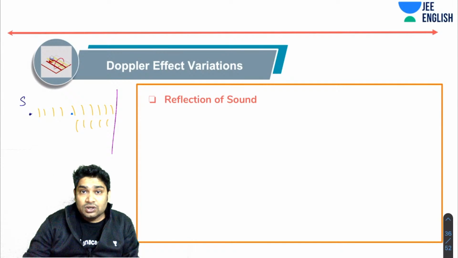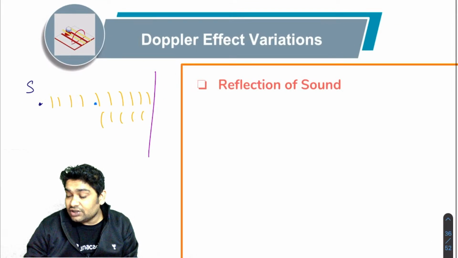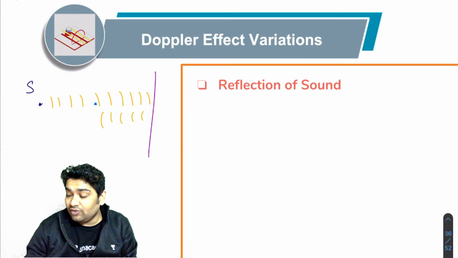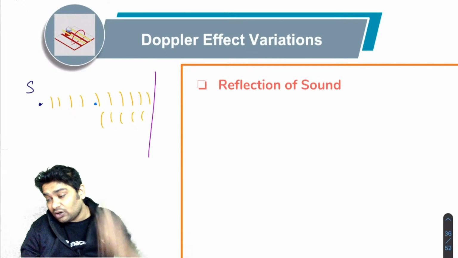So whenever you have a wall, first you need to figure out what is the frequency that the wall is receiving. Any wall, first you have to realize the frequency it is receiving. The frequency again would be calculated as you will take this as an observer.